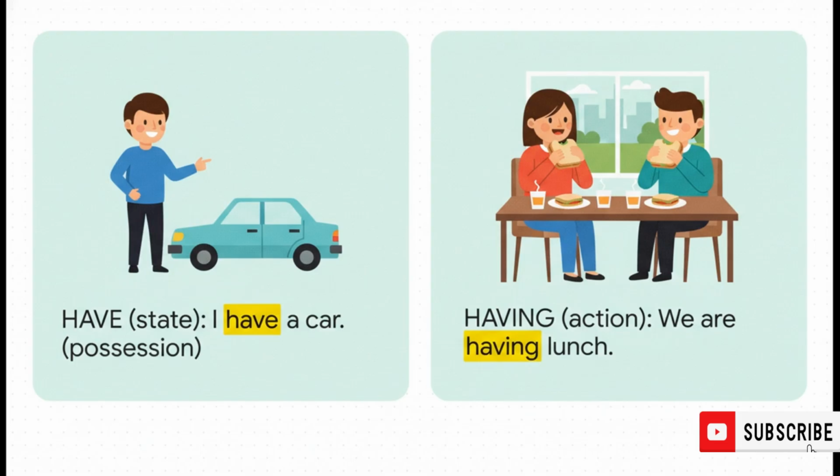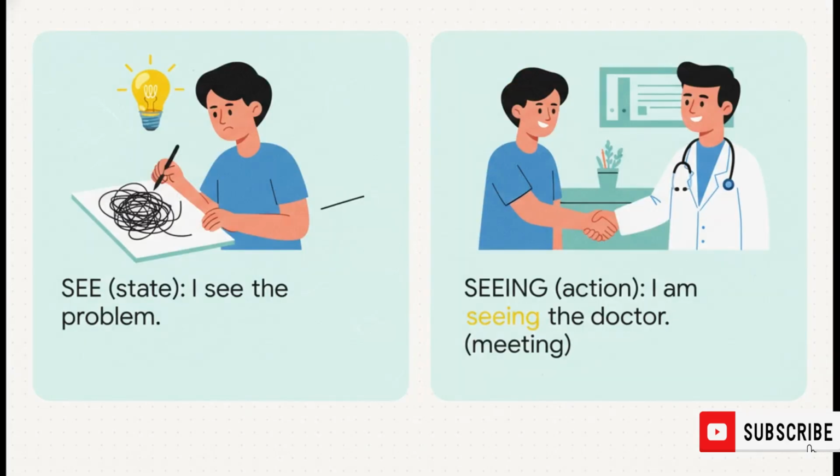Oh, I see. In that sentence, having means eating. And I can definitely see someone eating. That's an action. Yes, that's a perfect way to explain it. It's the same verb, but the meaning is completely different. One is a state, one is an action. Let's try one more. See.